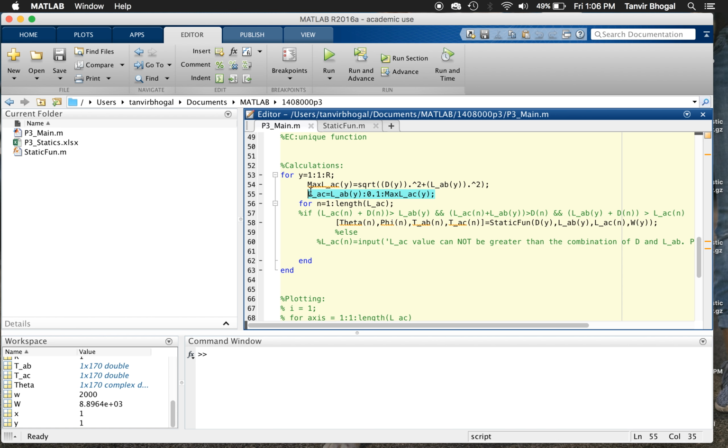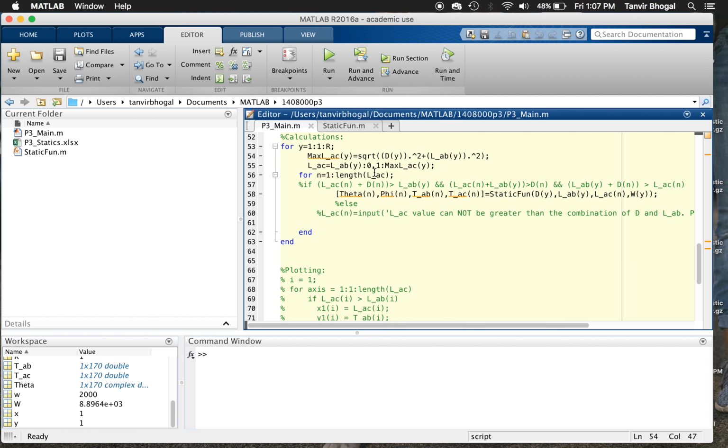Next we went to our array that we defined, and the bare minimum value that it could possibly be was LAB of y. Because in that case, if it was, then you'd have an isosceles triangle, where two of those sides are the same, and we thought that that would be the bare minimum that it could possibly be. And then we're increasing by increments of 0.1 and going to the max LAC value that we just defined above this line here.